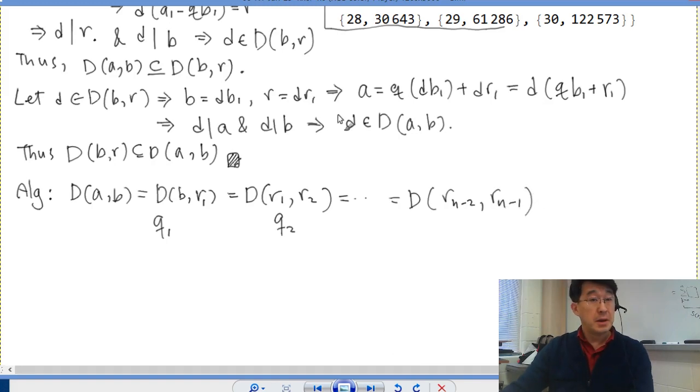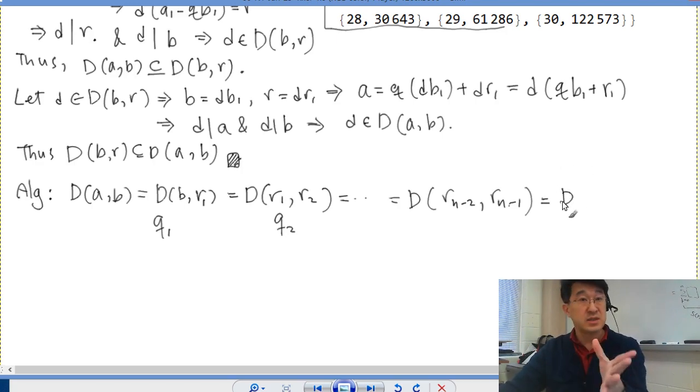right? But isn't this number always going down? B is greater than R1, or R1 is less than B? R2 is less than R1, right? Rn minus 1 is less than Rn minus 2. These numbers keep going down, right? You cannot do that forever. Integers, right? You start with 5,000. Eventually, you have to stop. How is it going to stop? Yeah, that's the only way it stops.